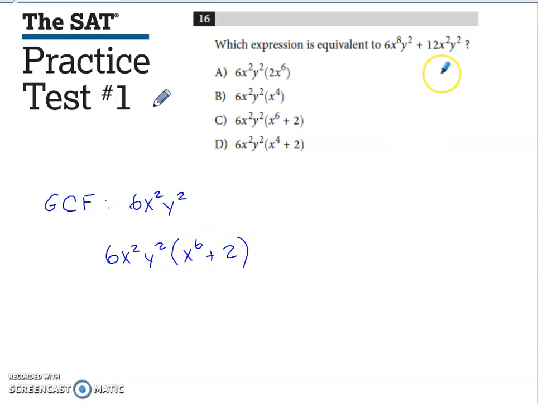And then when I factor 6x squared y squared from the second term, dividing 12 by 6 gives me 2. The x squared and the y squared have both been removed. We are looking at option C.